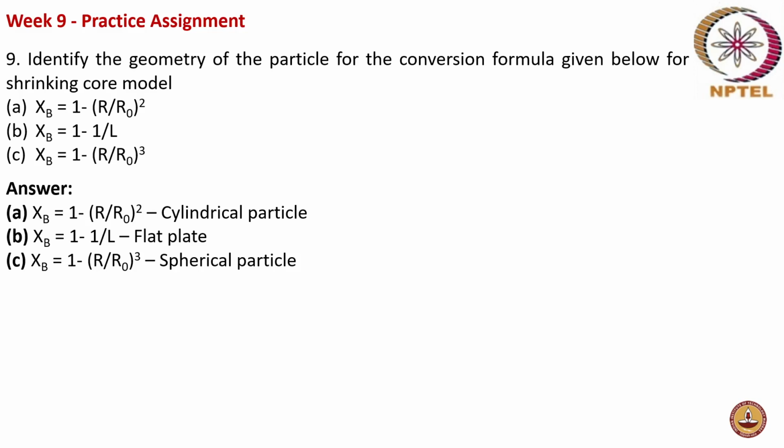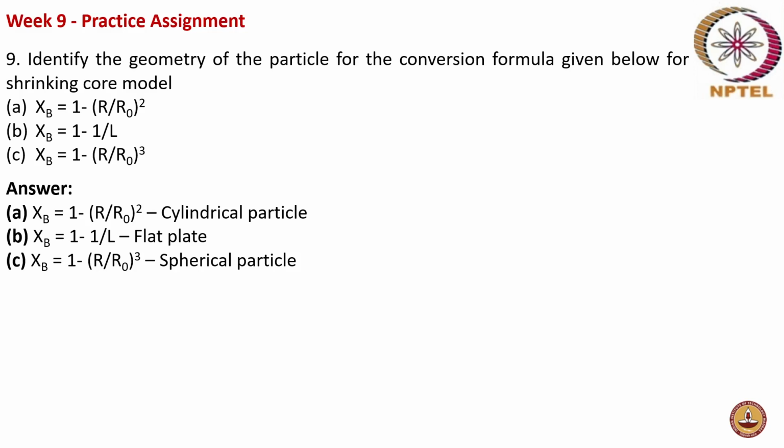And the third expression, xb is equal to 1 minus r by r naught the whole cube, is for spherical particle, because the unreacted volume is going to change as the reaction proceeds. So 1 minus xb will be equal to volume of the unreacted core. So 4 by 3 pi r cube divided by 4 by 3 pi r naught cube. So 1 minus xb is equal to r by r naught the whole cube. So xb is equal to 1 minus r by r naught the whole cube.